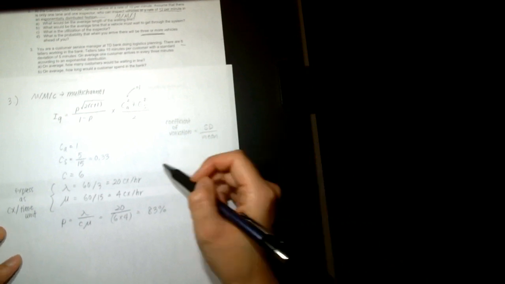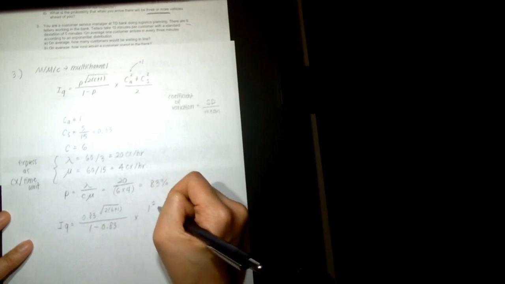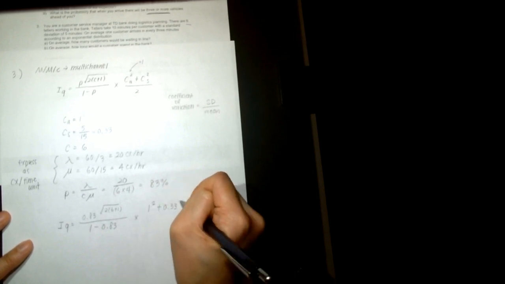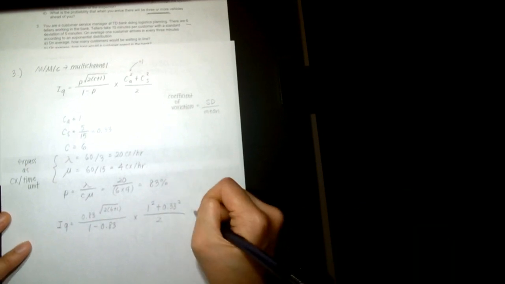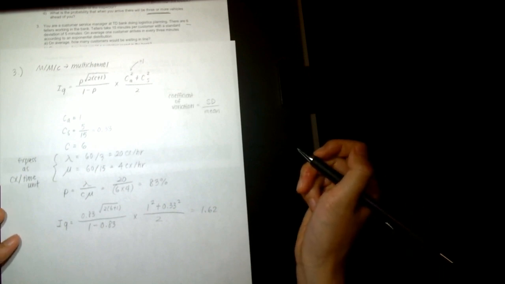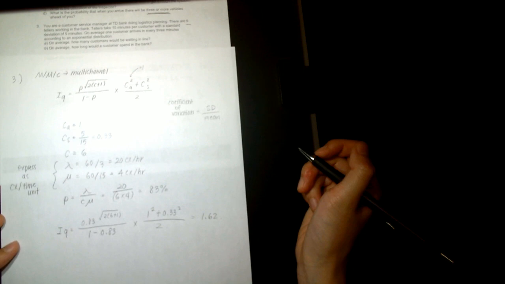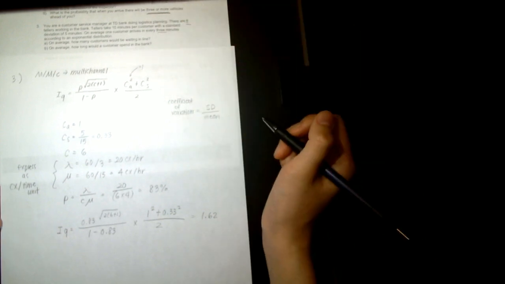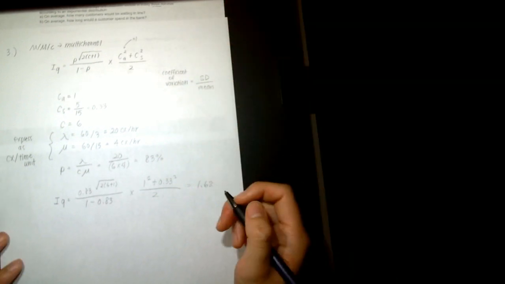So now that we have everything we need for this formula, we just plug it in. So equals 0.83 to the power of the square root of 2 times (6 plus 1), minus 1, over 1 minus 0.83, times (1 squared plus 0.33 squared) over 2. And this would equal 1.62. Okay, so this is the answer for A.